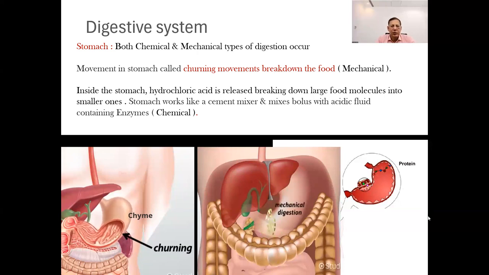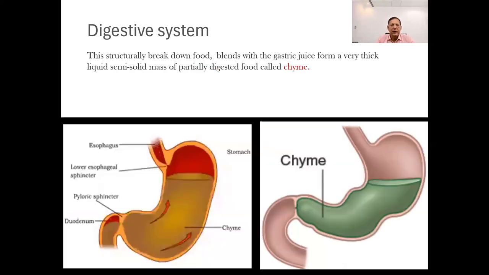So finally, this bolus, after entering into the stomach, undergoes further breakdown into smaller pieces, and two functions are occurring. The mechanical is the churning movements, and the chemical is the presence of the pepsin, which is being activated by hydrochloric acid, or the acidic environment of the stomach. And now this partially digested food is called chyme.